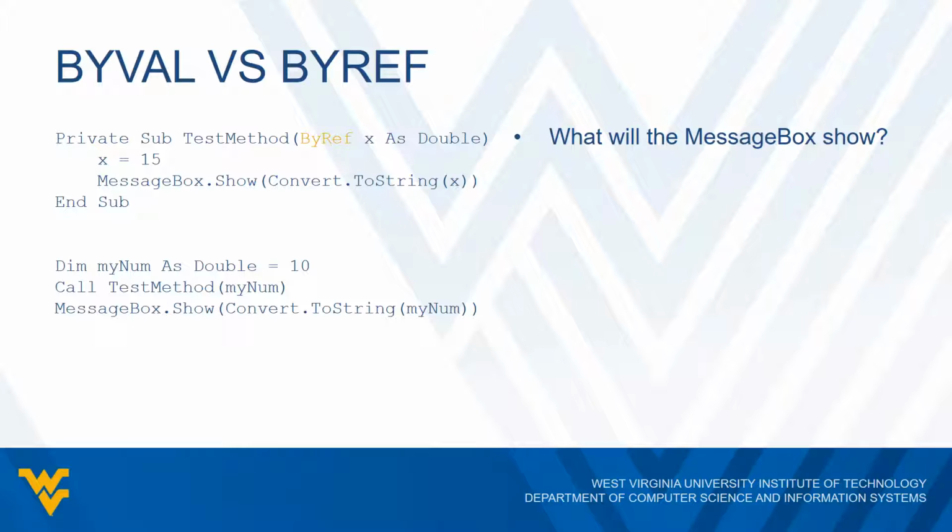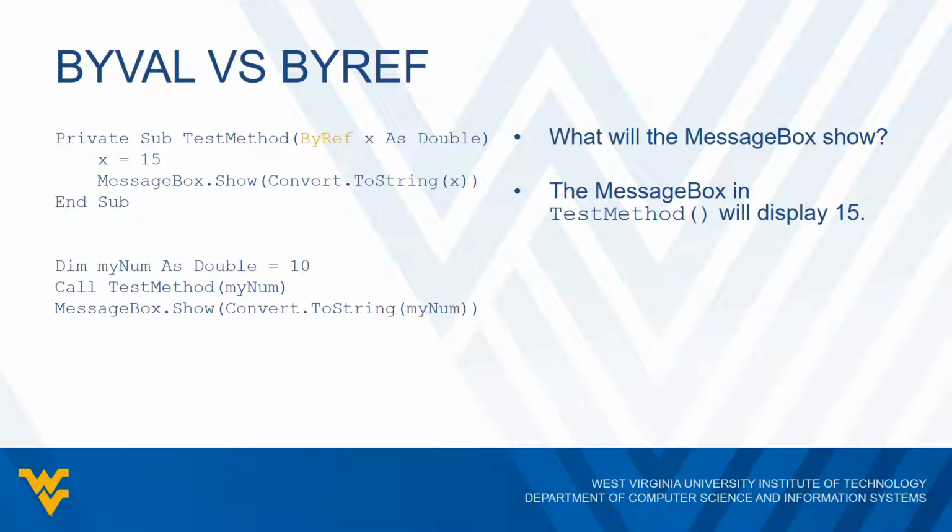So let's trace through the code again, starting at the beginning. So mynum is 10. We're going to call our sub. So 10 gets passed into x. We change x to 15. We display the contents of x in a message box. So our message box in the sub is still going to be 15.